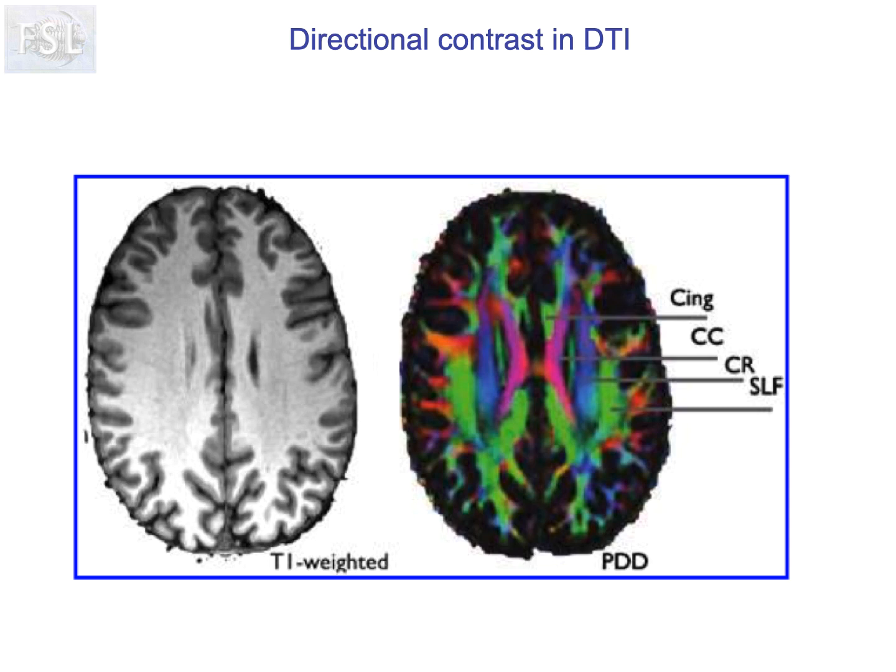As you can see, compared to other imaging modalities, we can get very rich images of the white matter using diffusion tensor imaging.